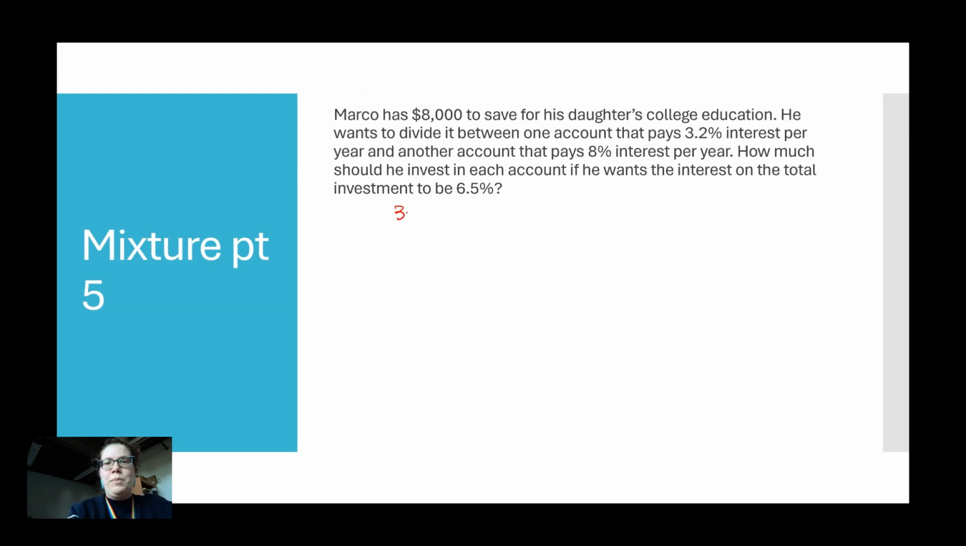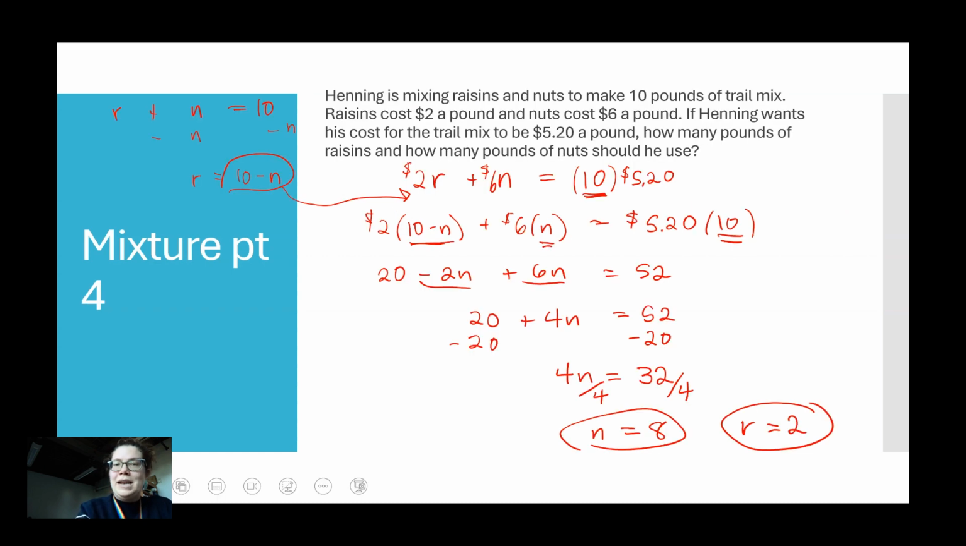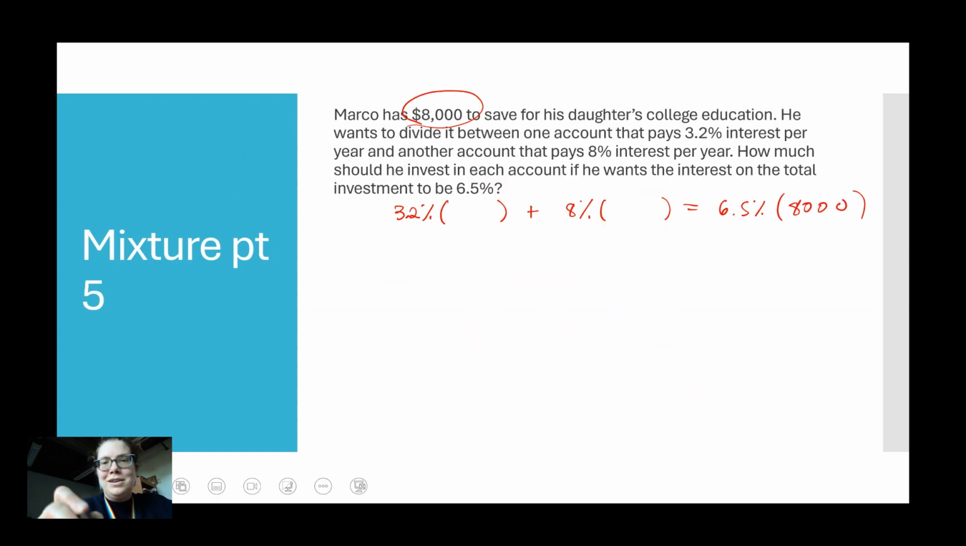Okay, so we've got 3.2% times some amount plus 8% times some amount, which is going to end up being 6.5% times our total amount. We know actually our total amount is 8,000, so I can put that one in. These guys I don't know, but I know they add up to 8,000. Using the same trick from the last slide, right, where they added up to 10, I can just pick one to be X. It doesn't matter which one. And the other one is 8,000 minus X. That way, when you take this and this together, it'll add up to 8,000.